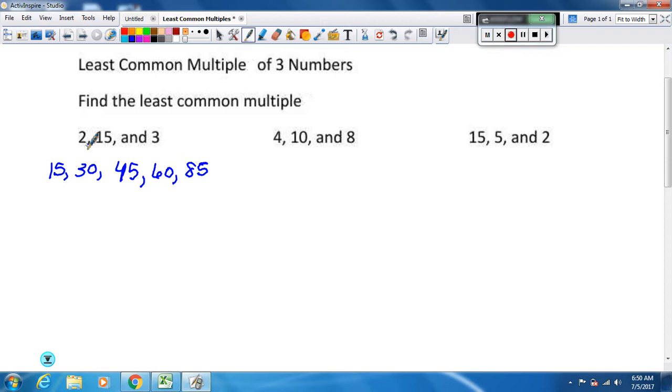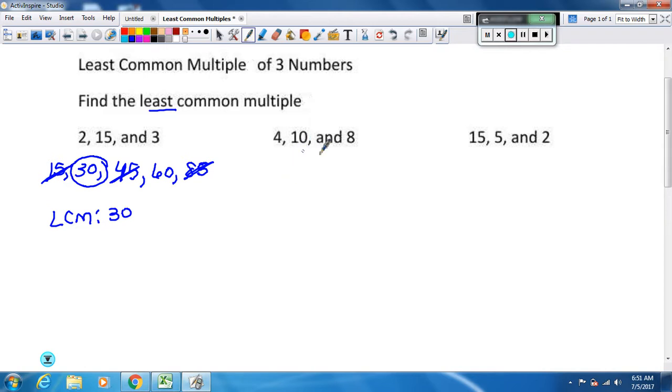Well, 2 means it's an even number, so any of our odd numbers on our list, those are out. And then for 3, you want the smallest one. So you can do 30 divided by 3, it's 10. So the smallest number that they have as multiples, the LCM, is 30.